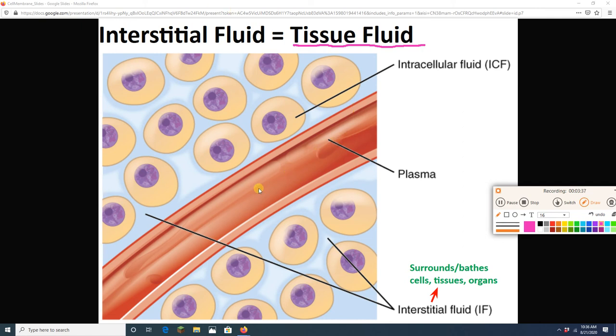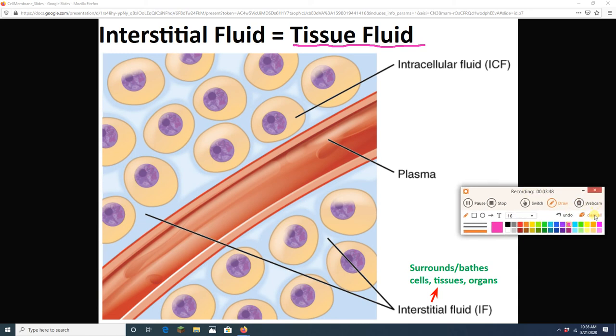This is a blood vessel right here. It's got blood in it. The liquid part of blood is often called plasma, in case you were wondering about that word. Okay, let's keep going.